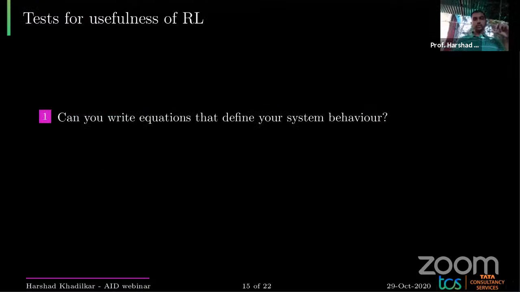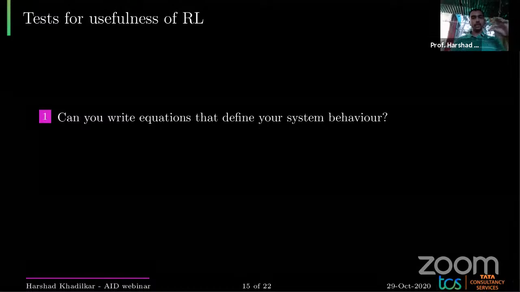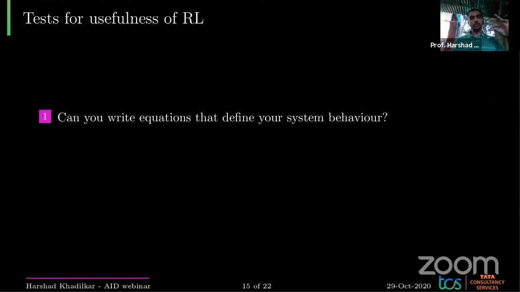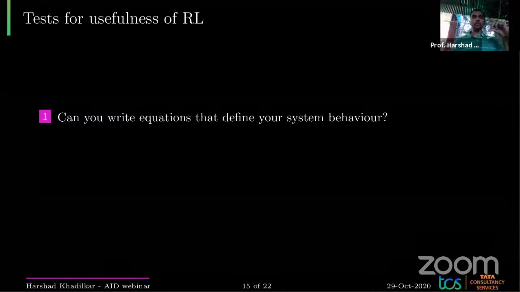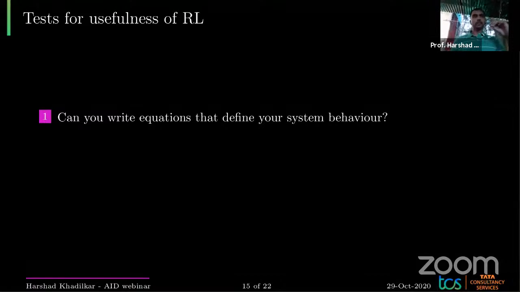So where should you use this kind of concept? There is a tendency sometimes for people to start using new concepts just because they are new and they seem to work well in some environments, but they are not really useful in everything. So for reinforcement learning to be useful, you need to ask three questions and see the answers.